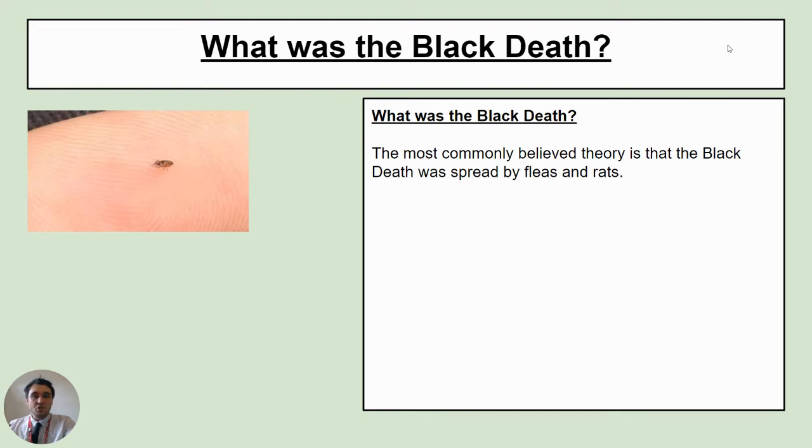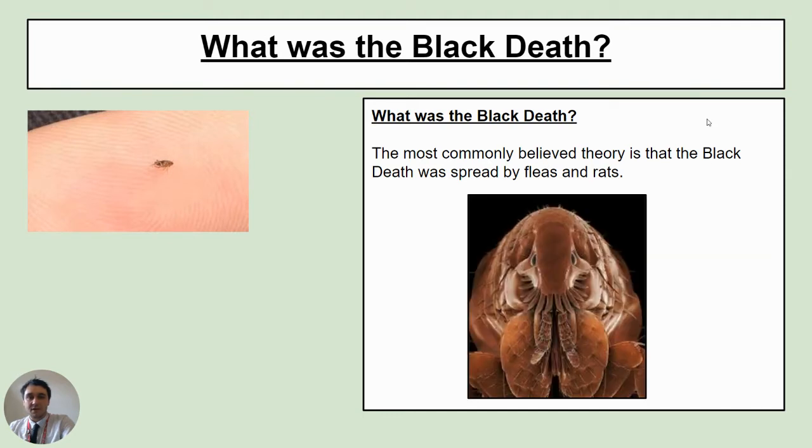Okay, so how was it spread? Well, people aren't convinced they know today, but the most commonly believed theory, although this has been challenged recently, is that the Black Death was spread by fleas. So there's an example of a flea. It doesn't look particularly harmful until we really zoom up on its face there.